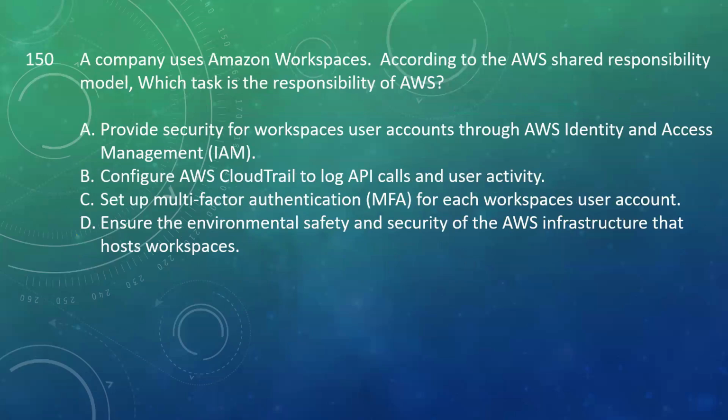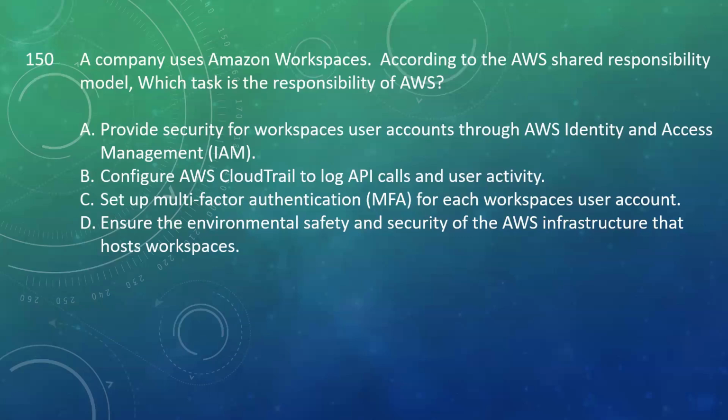Let's look at the next question of the series. A company uses Amazon WorkSpaces. According to the AWS shared responsibility model, which task is the responsibility of AWS? Your options are: provide security for WorkSpaces user accounts through AWS Identity and Access Management, IAM. Configure AWS CloudTrail to log API calls and user activity. Set up multi-factor authentication for each WorkSpaces user account. Ensure the environmental safety and security of the AWS infrastructure that hosts WorkSpaces.